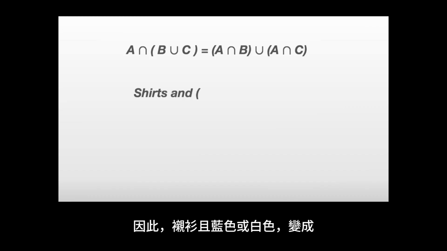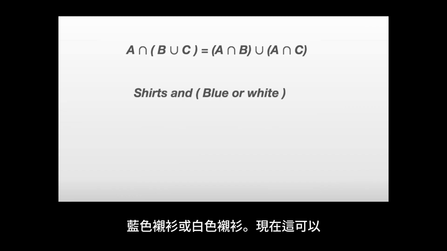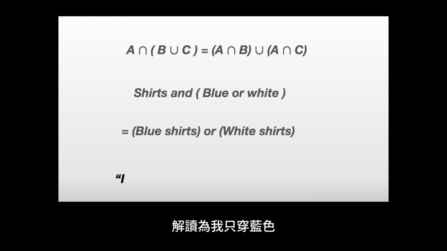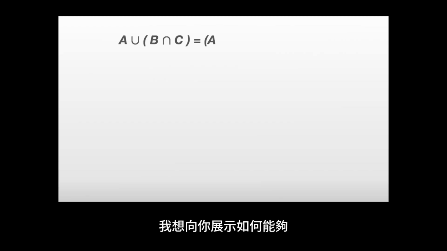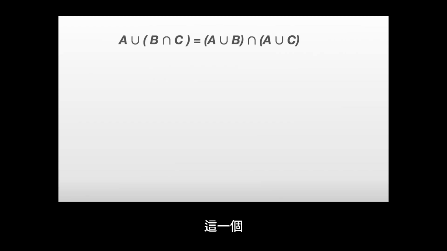Like before, we can use the distributive rule to play around with the logic. So shirts and blue or white becomes blue shirts or white shirts. This can now be interpreted as I only wear blue shirts or white shirts. It doesn't feel too different to the original statement, but again, it's quite satisfying that it comes straight out of the set theoretic rules. But before we move on from unions and intersections, I want to show you how we can mathematically prove a statement such as this one.